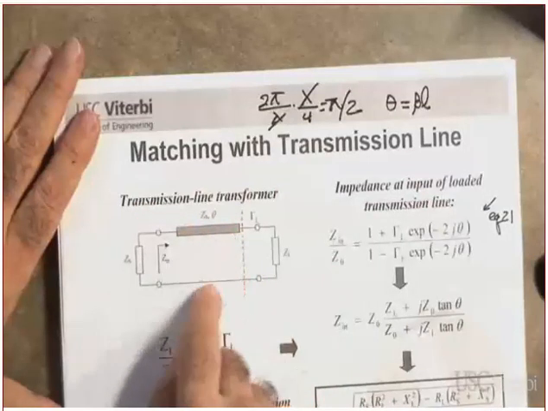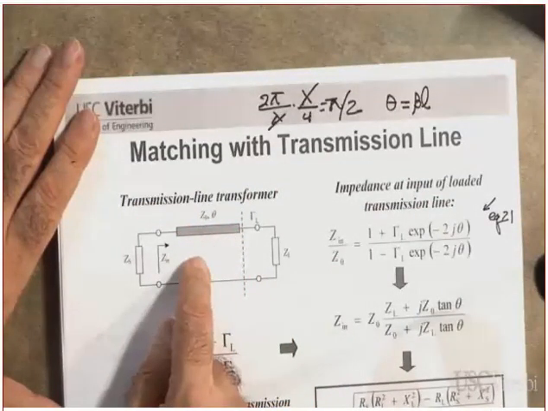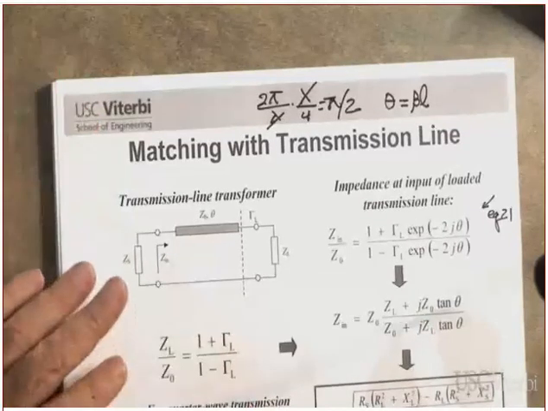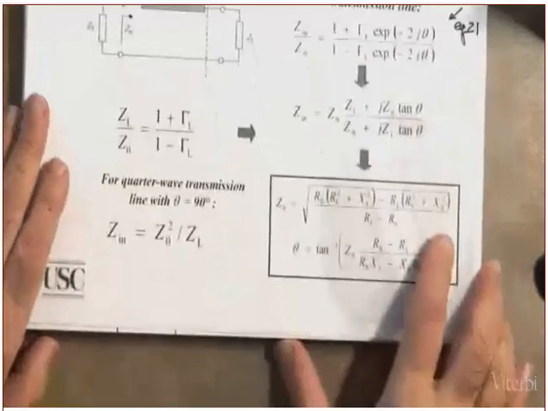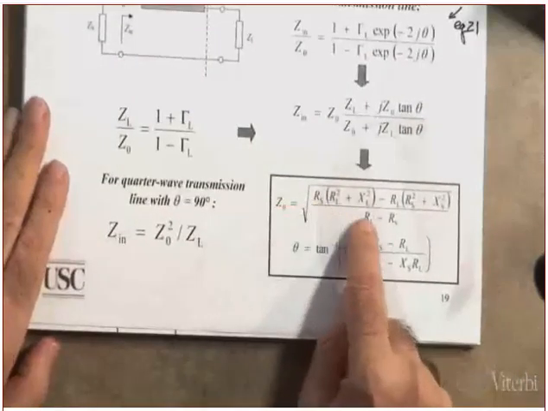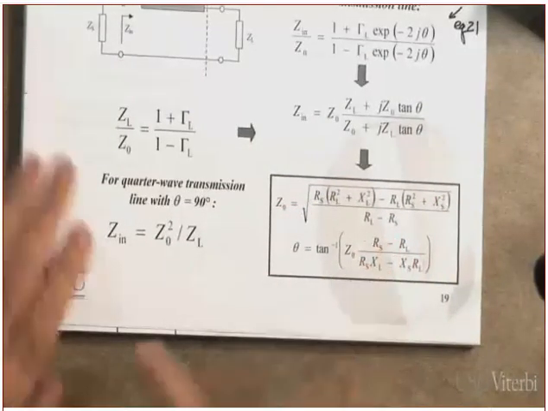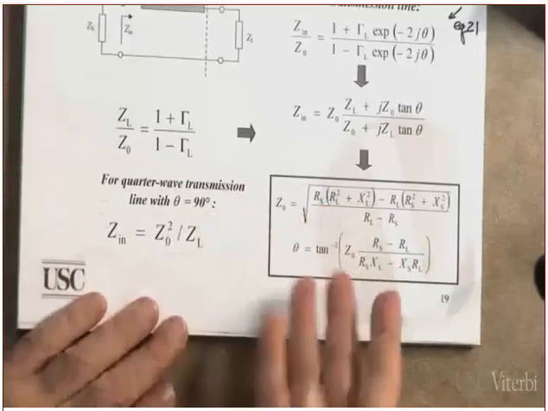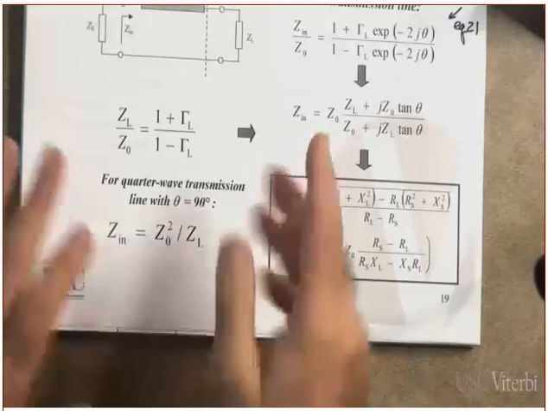And instead of using an LC type circuit, you use a transmission line. Did we assume that it's lossless? So is the transmission line. So you get this equation for Z naught, and this one for theta. How many equations do you have? 2 equations. Why? Because one of them is real, the other one is the complex part.